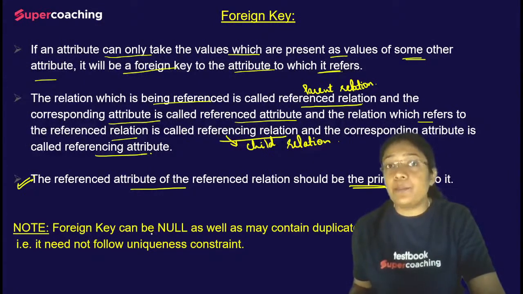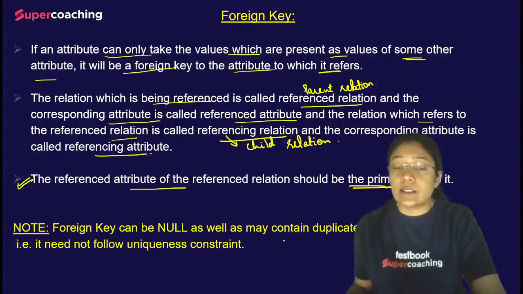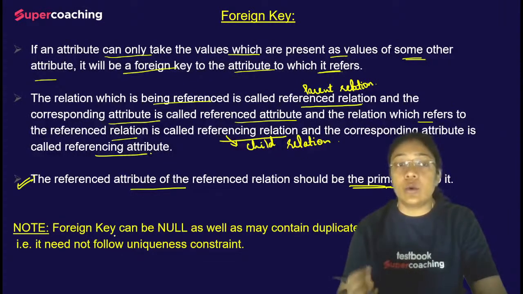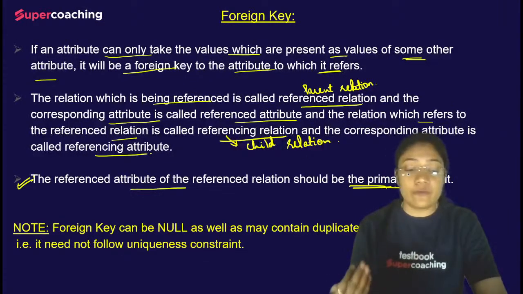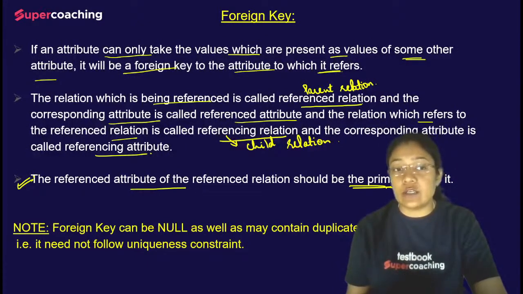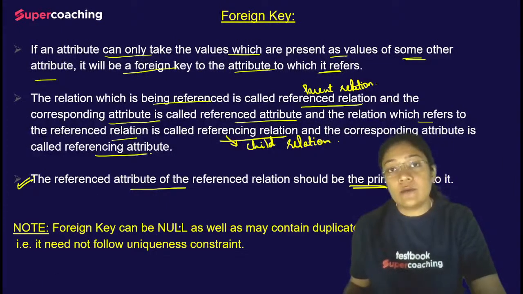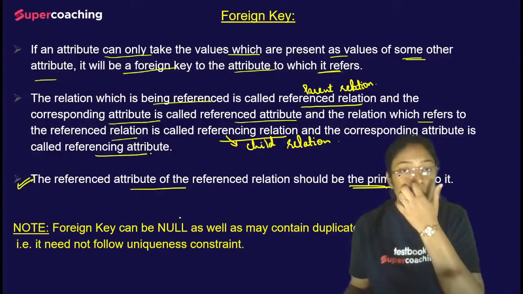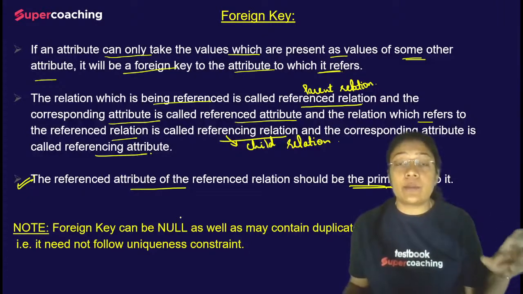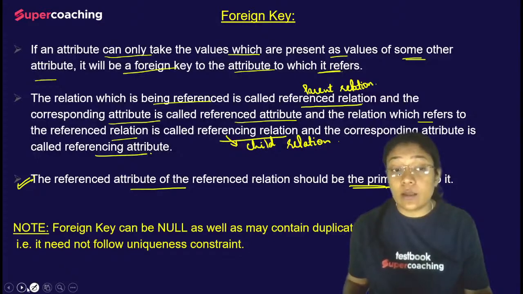Foreign key can be null. Okay, as well as it may contain duplicate tuples. सिर्फ यहाँ पे the only constraint is it cannot have the new values which are not present in the referenced attribute. Okay. तो by default null values allowed होती है, but कई बार क्या होता है कि we are taking some attributes जहाँ पे हम constraint दे देते हैं not null, so in that case we cannot set the values to null.